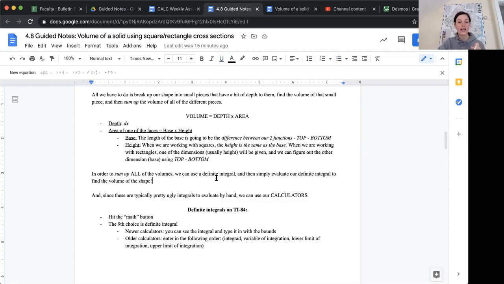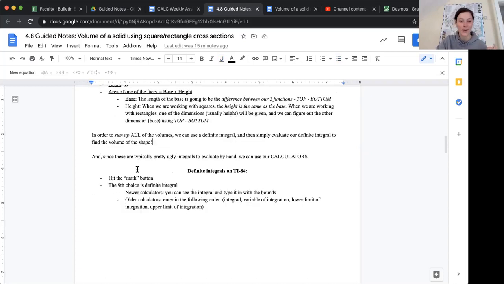And since these are pretty ugly integrals to evaluate by hand, we can use our calculators. So, definite integrals on the TI-84. Hopefully you have yours with you. You can hit the math button. The 9th choice is definite integrals. On newer calculators, you can see the integral and type in your bounds, the integrand, and dx. On older calculators, enter the integrand.